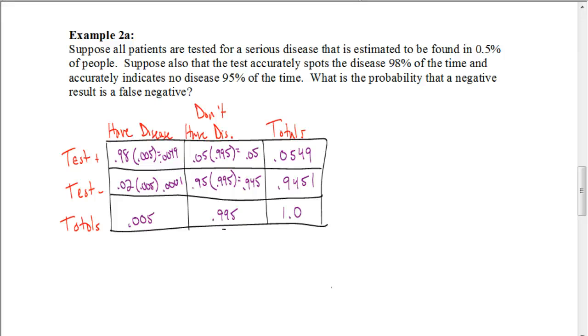Now, what are we trying to figure out here? We are trying to figure out what is the probability that a negative result, so we're given a negative result, what is the probability that it's going to be a false negative? So this is where we're going to set it up. What's the probability it's a false negative given that it's a negative result?